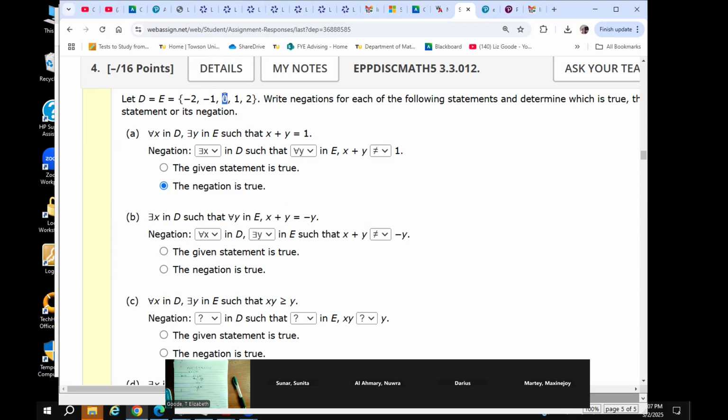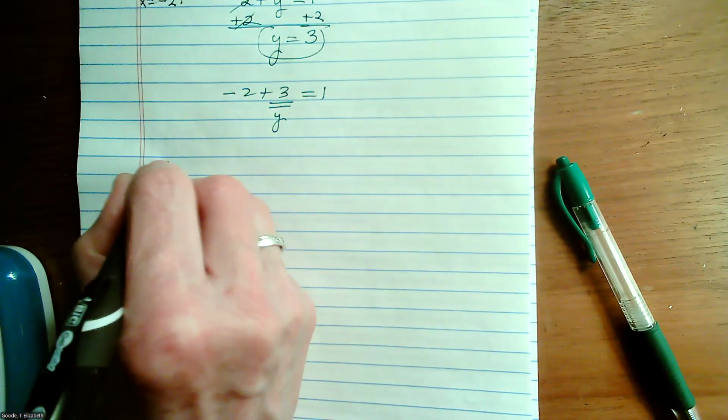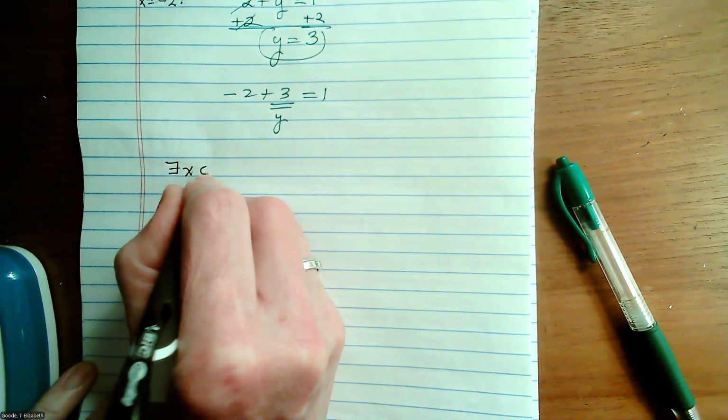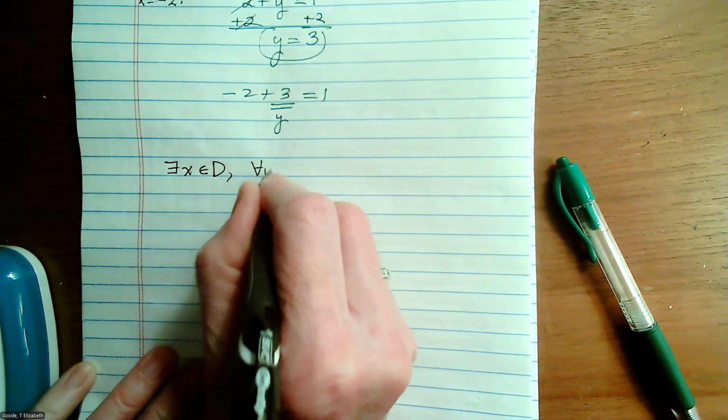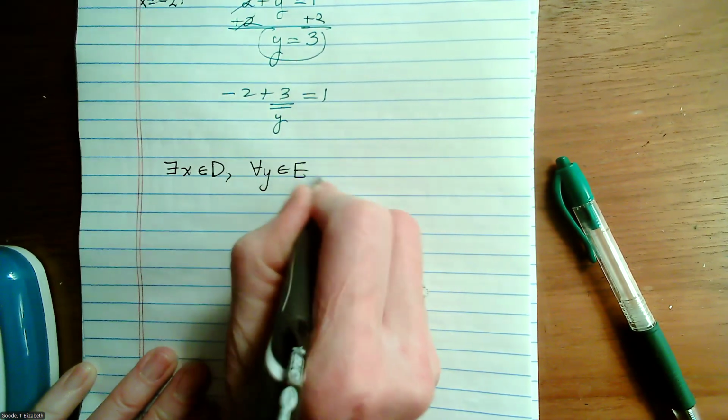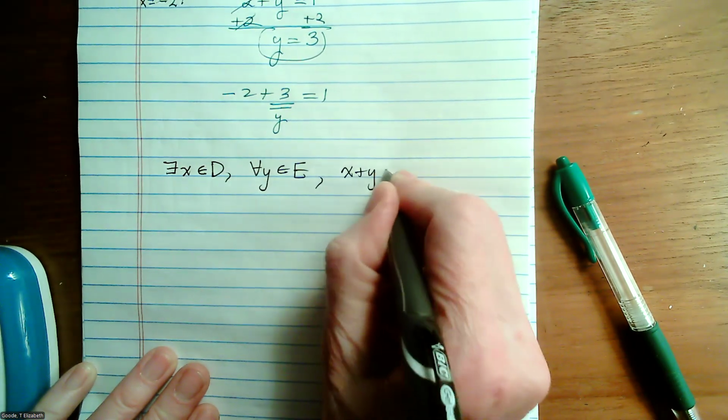Let's just say we're going to try to play the game with X equals 0. Maybe that would work. But if you pick a Y, like Y equals 1, is 0 plus 1 going to equal -1? Nope. So 0 can't work. In fact, there is no X that can possibly work for every Y. There exists an X in D such that for all Y in E, X plus Y equals -Y.